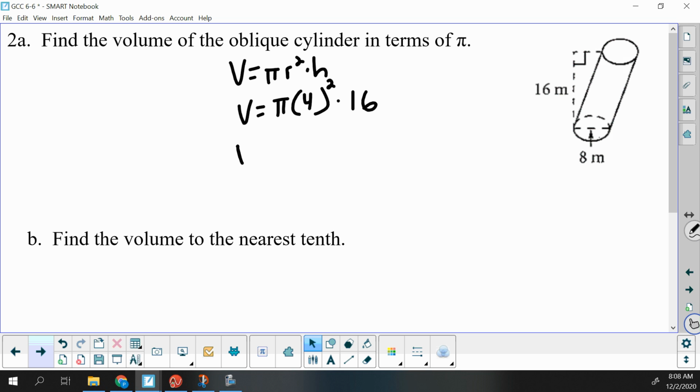So because we want it in terms of pi, we will not put the pi in our calculator. We'll give you a moment to do 4 squared times 16 in your calculators. And really that's 16 times 16, so we should get 256 pi. And we just did a volume, so it's meters cubed.